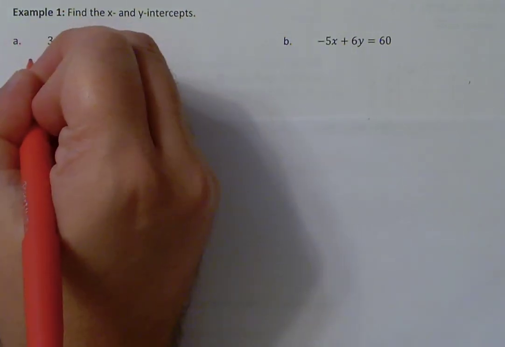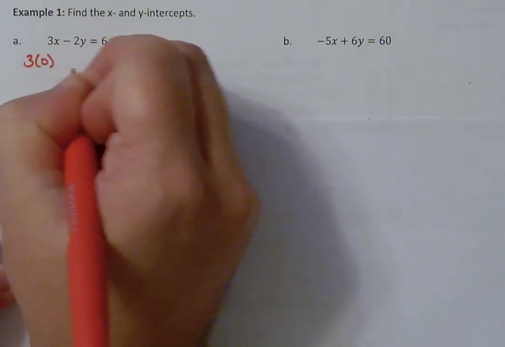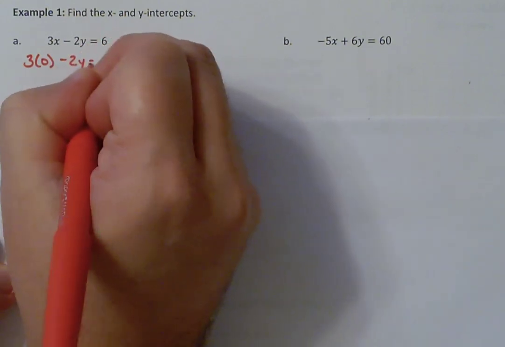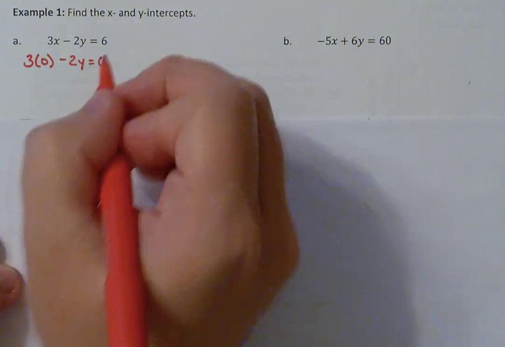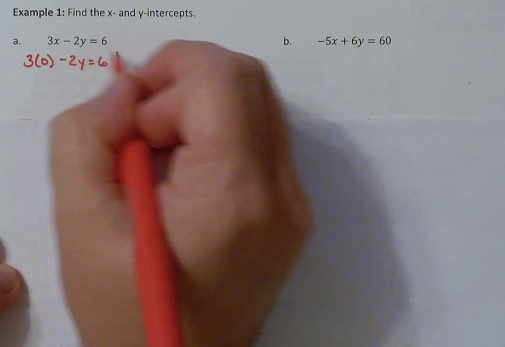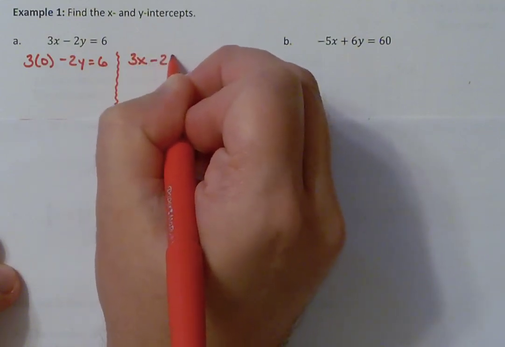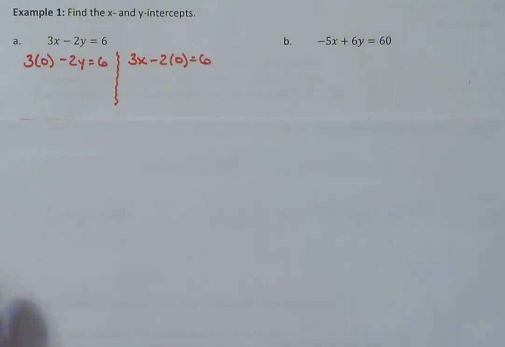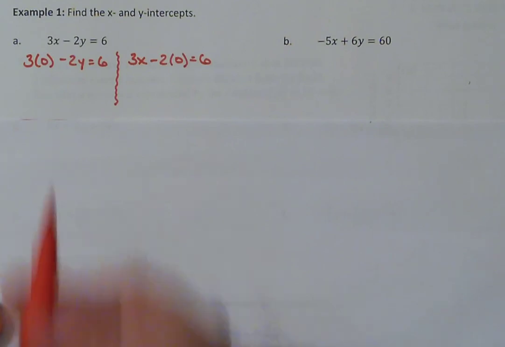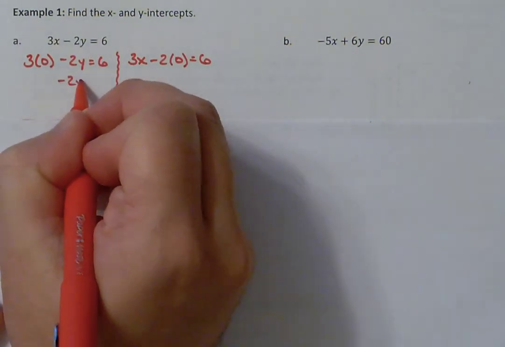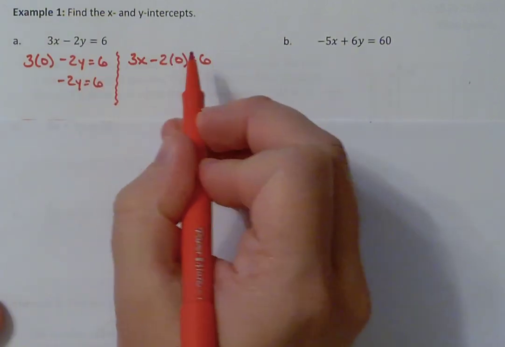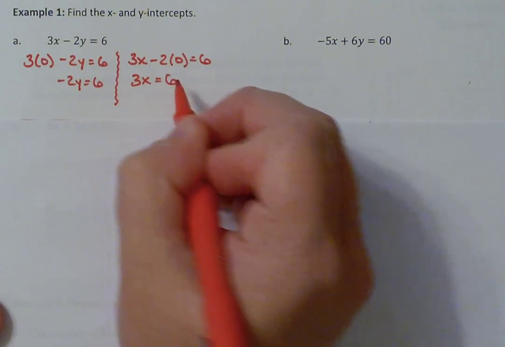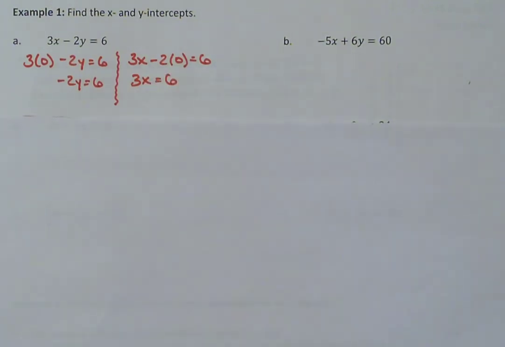All right, first one. So we're going to plug 0 in for x. So we have 3 times 0 minus 2y equals 6. And then you would plug 0 in for y. So we have 3x minus 2 times 0 equals 6. We're going to figure out what x and y equal for the respective side, and that's going to tell us our x and y intercepts. Now, anything times 0 cancels out. So I now have negative 2y equals 6. Negative 2 times 0 cancels out, so I now have 3x equals 6. That allows me to solve for x and y.